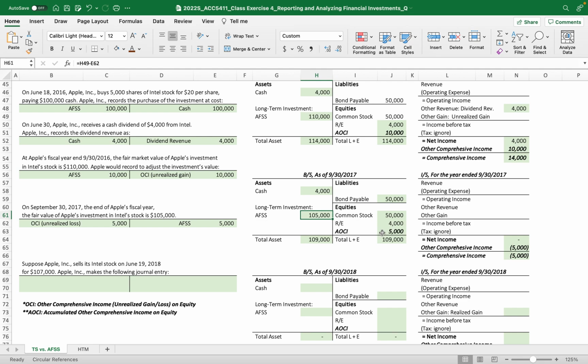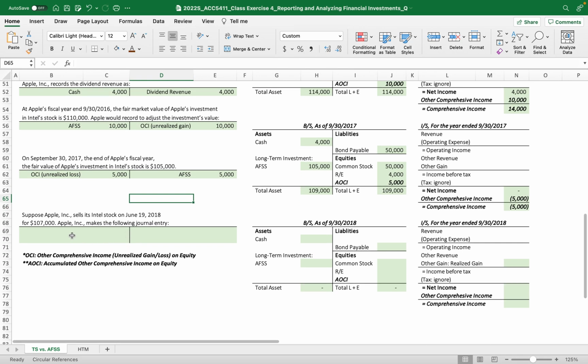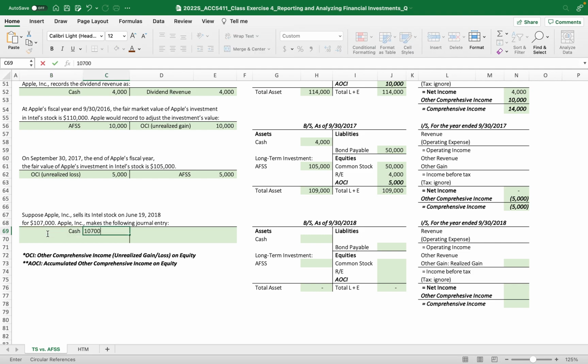And then never put this $5,000 under retained earnings, because it is uncertain yet. They don't know. They haven't decided whether to hold or sell this stock in the near term or even long term, right? That's why we cannot put it in retained earnings as a certain amount. And finally, they sold. This is the most important transaction here.